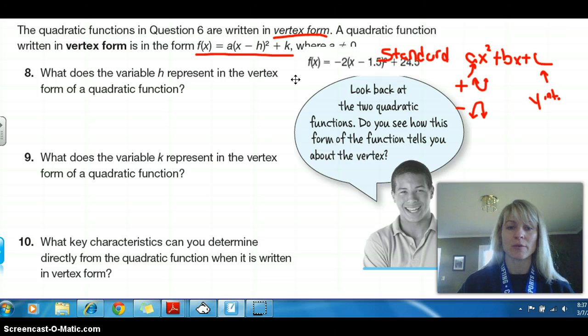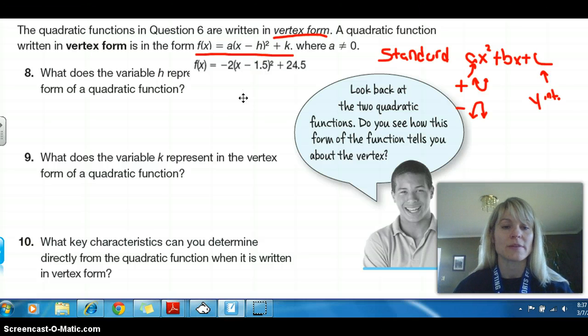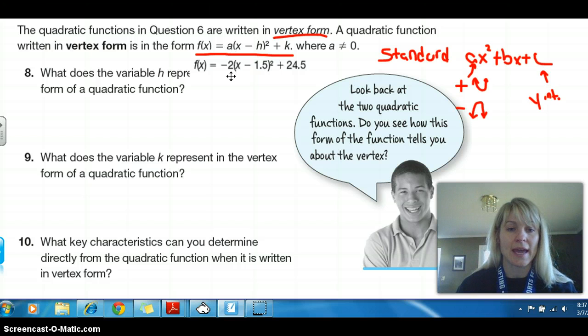And that's what the problem was that we just did. I just cut and pasted this. But if you look, this problem we did above is in vertex form. And you can see that the a is negative 2, and that still will tell you if it's opening up or down. So this is negative, so it opens down. However, we have an h value, which is negative 1.5 squared, and then we also have the k value, which is 24.5.